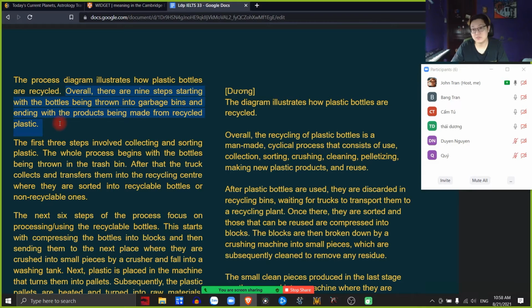So you mentioned the overalls. You stick it with the opening as well. It's okay. Yes. Em dán luôn cái phần overall chung với lại cái mở bài cũng được, đâu sao đâu. Có 9 bước, bắt đầu với cái việc những cái chai lọ được ném vào trong thùng rác.